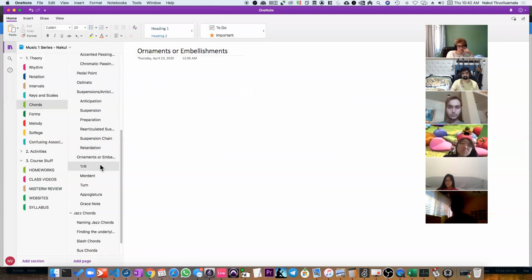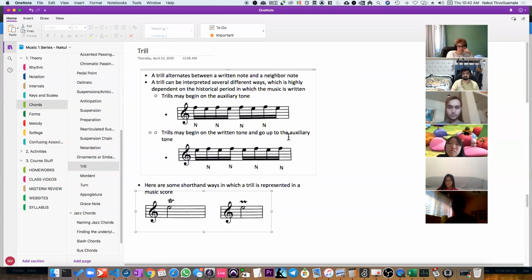Okay, so now we'll talk about some ornaments or embellishments. So a trill alternates between a written note and a neighbor tone. And a trill can be interpreted several different ways, and that's dependent on the historical period of the music. So remember, a neighbor tone can also be called an auxiliary tone or an embellishing tone. So a trill can actually begin on the embellishing tone.